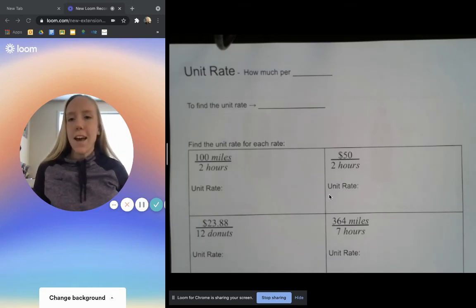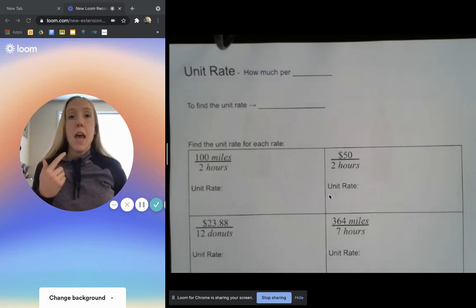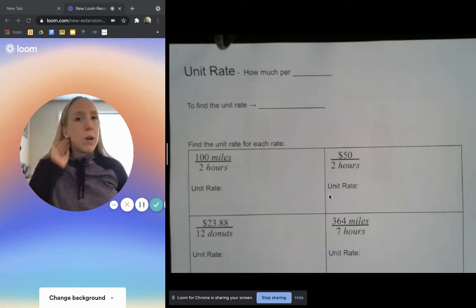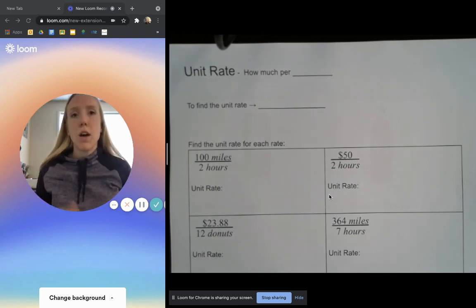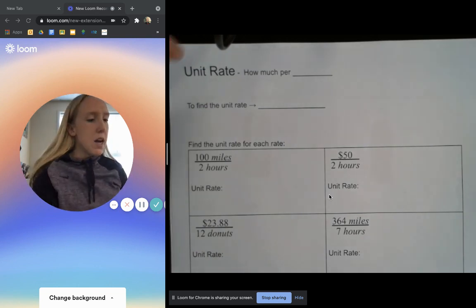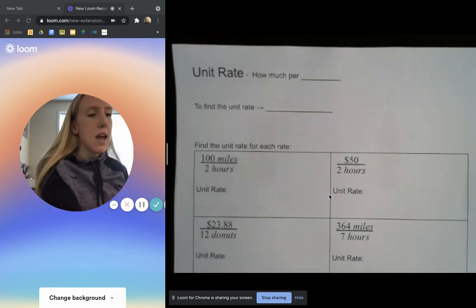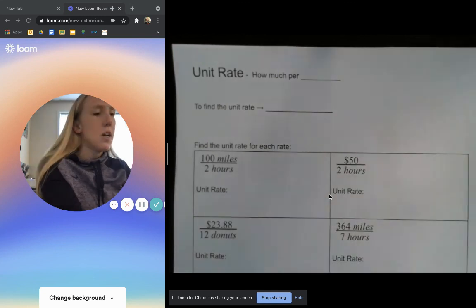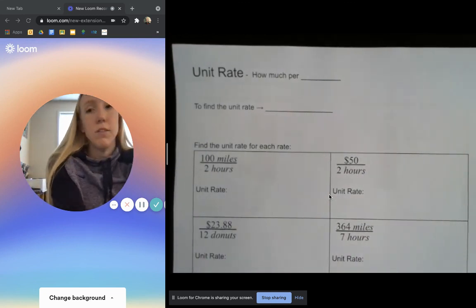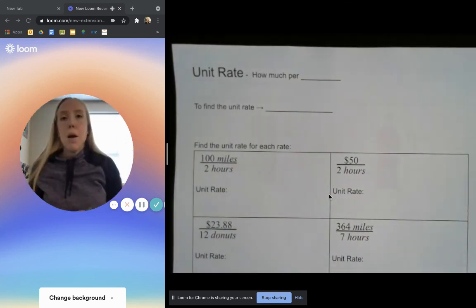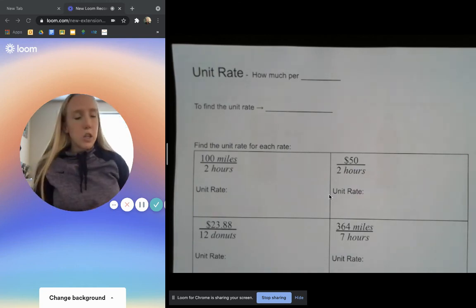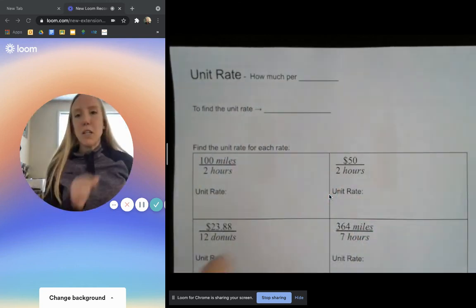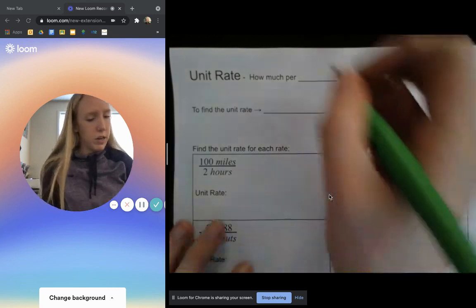So we have been talking about ratios and rates, and we are wrapping up those conversations and lessons with something called unit rate. Unit rate has to do with rate, and it's basically the amount of something per one. The simple way to think about it is how much per one of whatever it is.